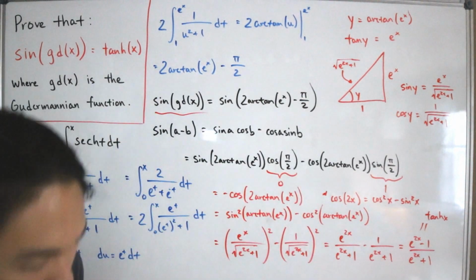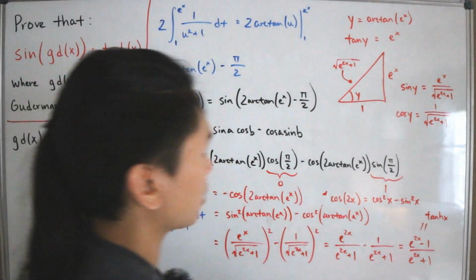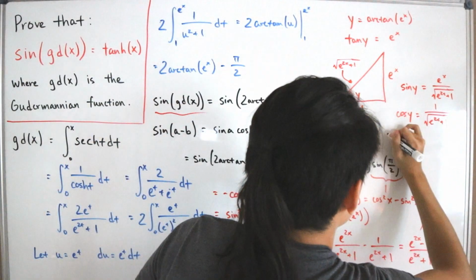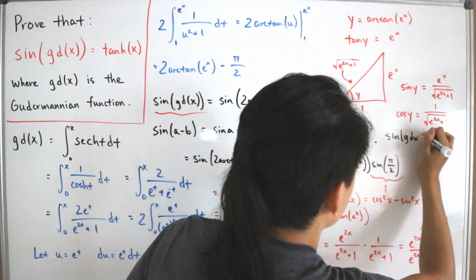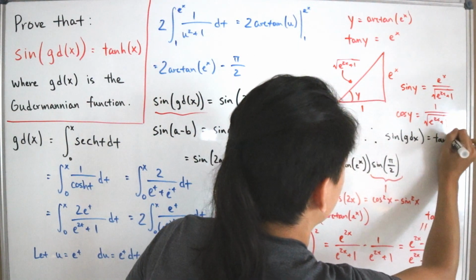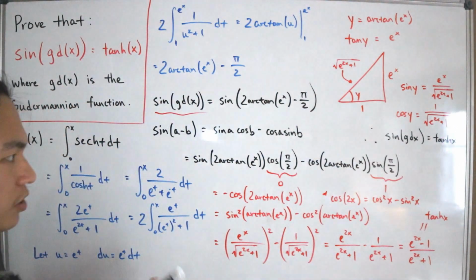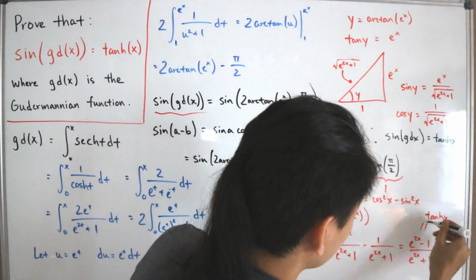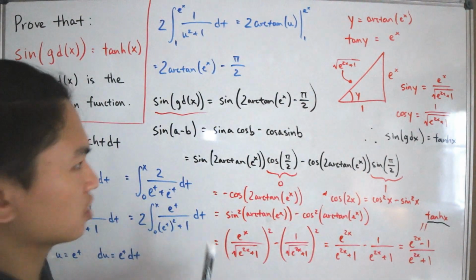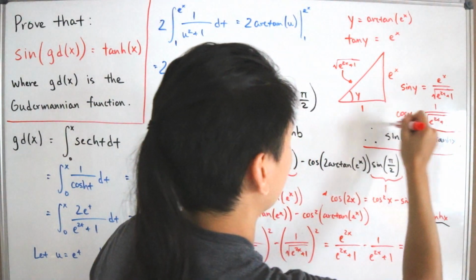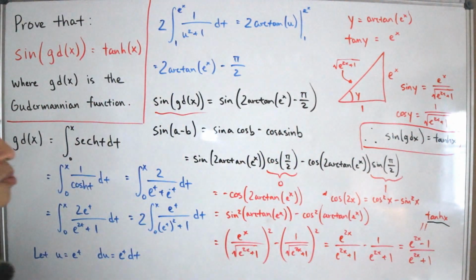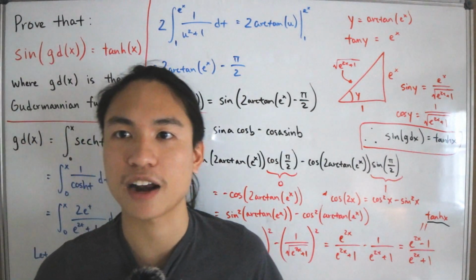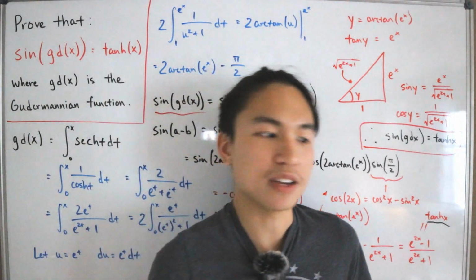And so that actually completes the proof. Let me put the final verdict over here. So therefore, sine of gd x is going to equal hyperbolic tangent of x from all this calculation over here. So I underline here, and let me put this same color over here. And so the final verdict is that we completed the identity proof that we wanted to do, of both the trig and the hyperbolic trig identity, utilizing the Gudermannian function, just like that. So yeah, that's pretty cool if you ask me.